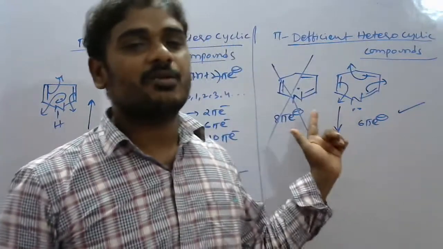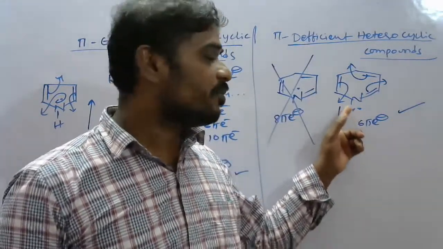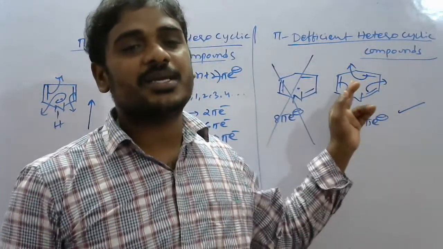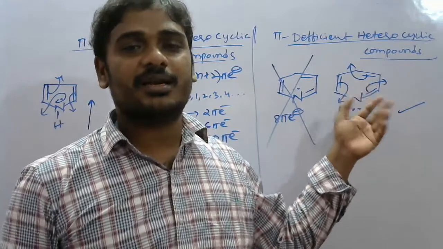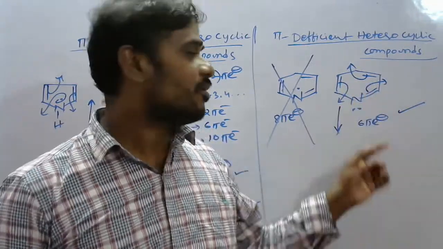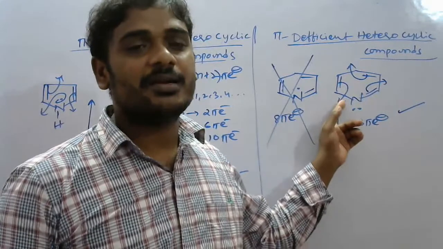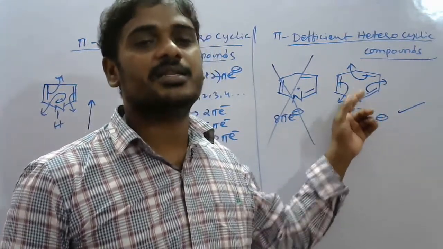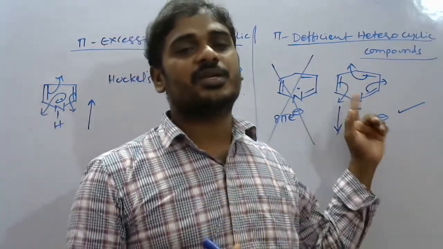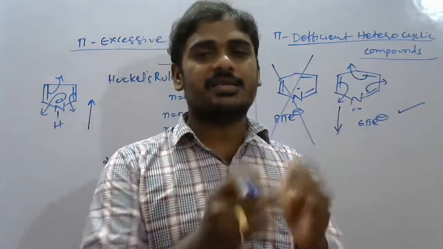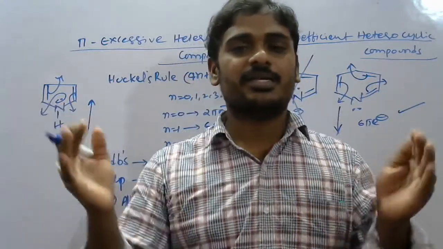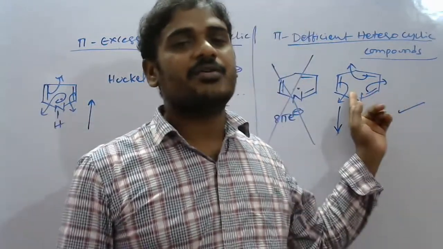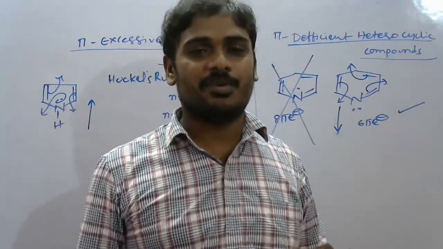But in this case, the lone pair is outside because this lone pair of electrons is not required for the delocalization, since the 3 double bonds' electrons are already involved in delocalization. The lone pair outside withdraws electron density from the ring. Therefore, the ring is deficient; the electron cloud decreases. But in this other case, the electron cloud increases. This is a pi excessive aromatic heterocyclic compound, and this is a pi deficient aromatic heterocyclic compound.